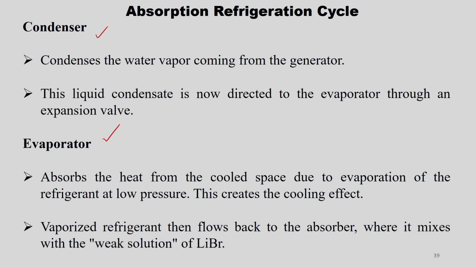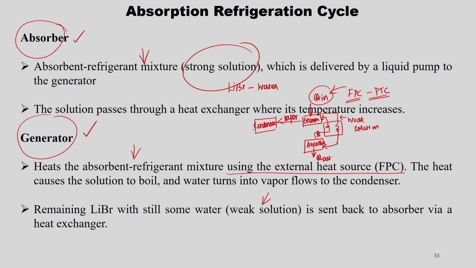Condenser, it loses its heat. It condenses the water vapor coming from the generator. This liquid condensate is now directed to the evaporator through an expansion valve. So, if you see, there is an expansion valve, with which this is given to the evaporator.